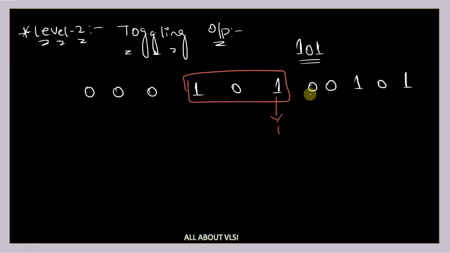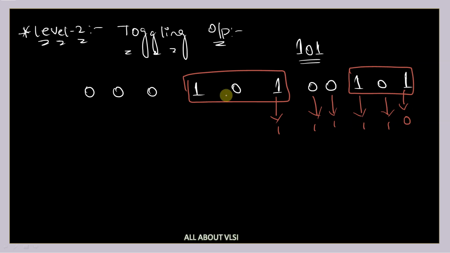Your output will become 1, and it should stay 1 itself. It should not become 0. Previously it was becoming 0, but in this case it should not. When this pattern is detected again, then it should become 0. Until then your output should be 1 itself. This we need to design.